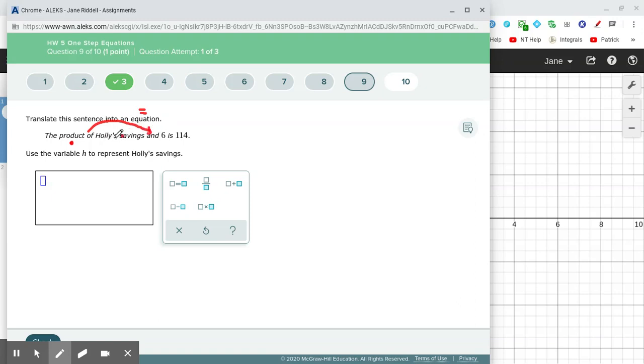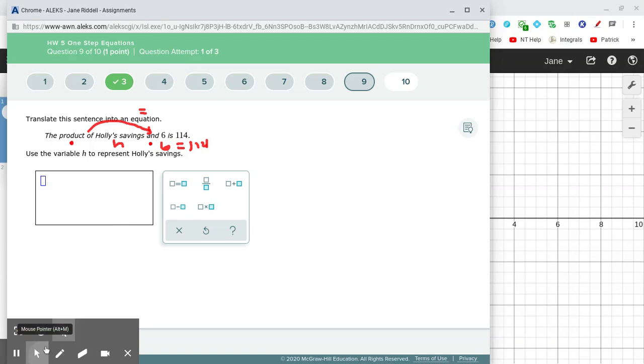So Holly's savings, which down here it says use the variable H to represent Holly's savings. So I'm going to take H. And, so now this is where the multiplication symbol is going to go. This "and" is telling me what I'm taking the product of, this and this. So this is where it goes. So H times 6 is, so "is" is a keyword for equals, 114.